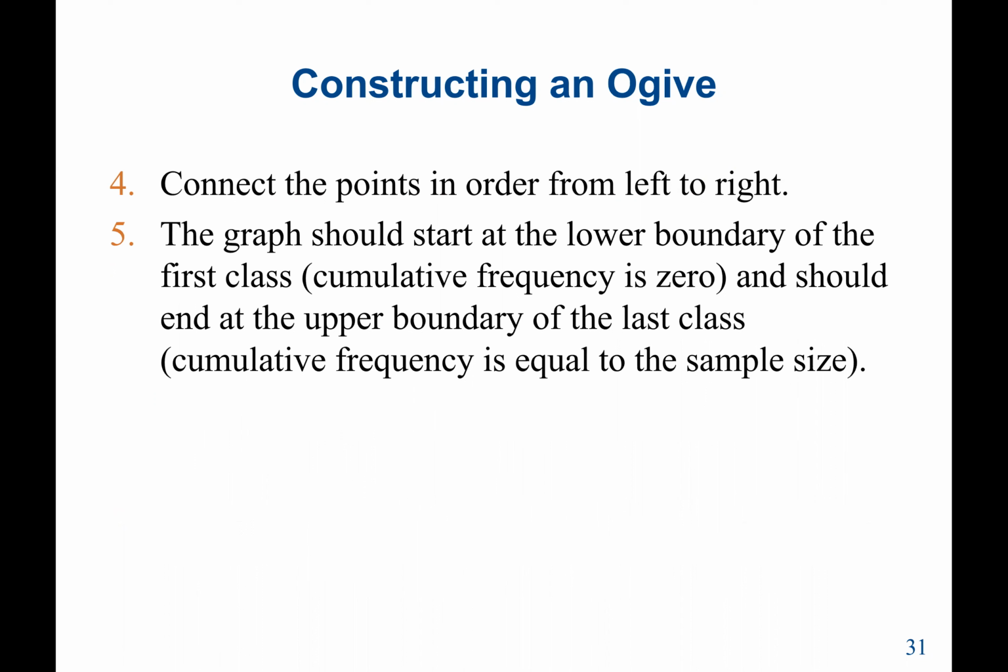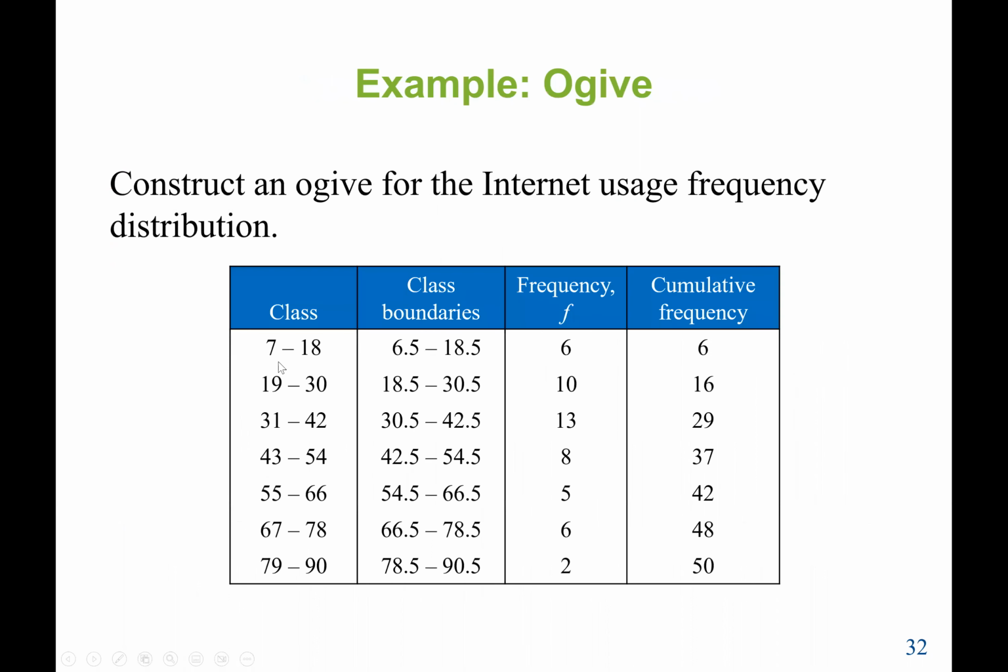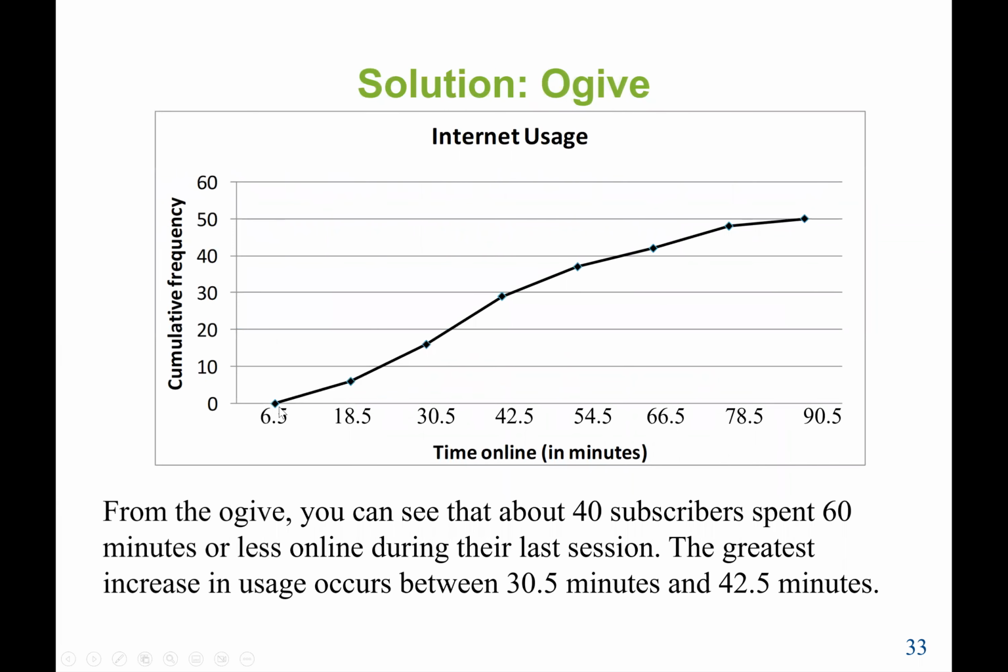So the graph should start at the lower boundary of the first class. Then it will increase. Cumulative frequency is 0 from the beginning. Then it should end at the upper boundary of the last class. So in this example, we are using the same table. We have our cumulative frequency, we have our class, and also the class boundary. We want to construct this graph. So we can see that again, we start from 6.5, 18.5, we are increasing until we reach the highest. In this case, it is 50 cumulative frequency. Our total data set is 50, so it won't go more than 50.